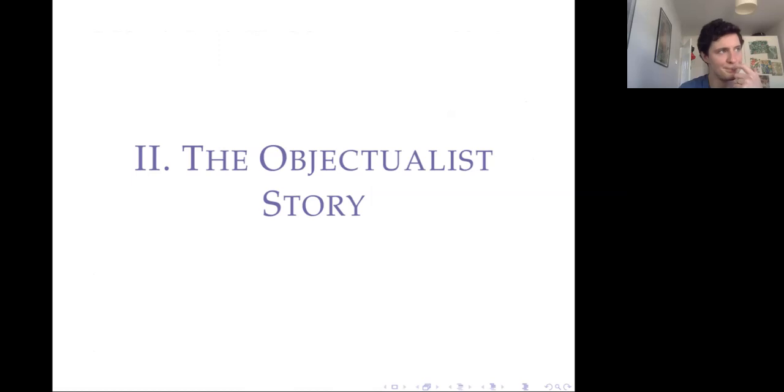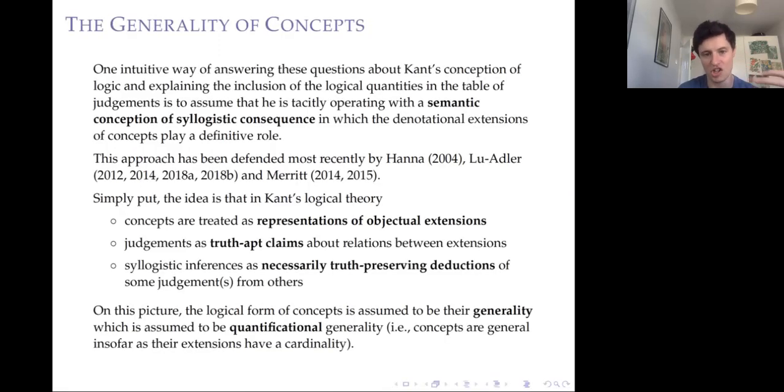Well, the objectualist solution adopts, I think, a fairly intuitive way of thinking about what Kant thinks logic studies, and ultimately is able then to answer this question of why we find the quantities in the table, and also to some extent give some kind of gloss on why that would be different from mathematical cognition.